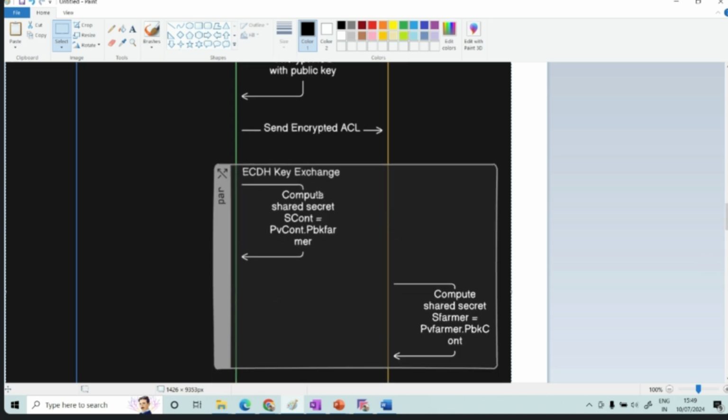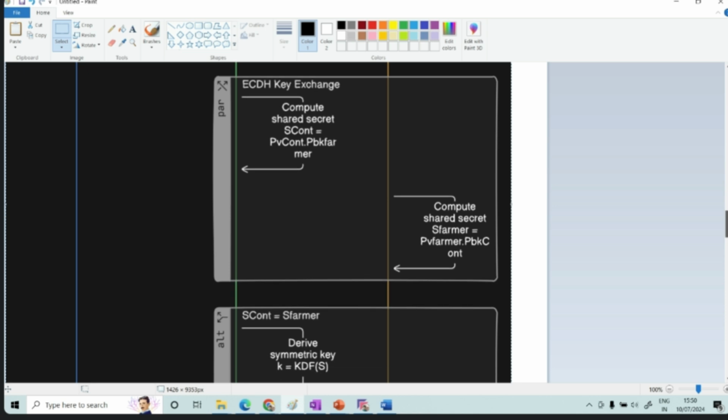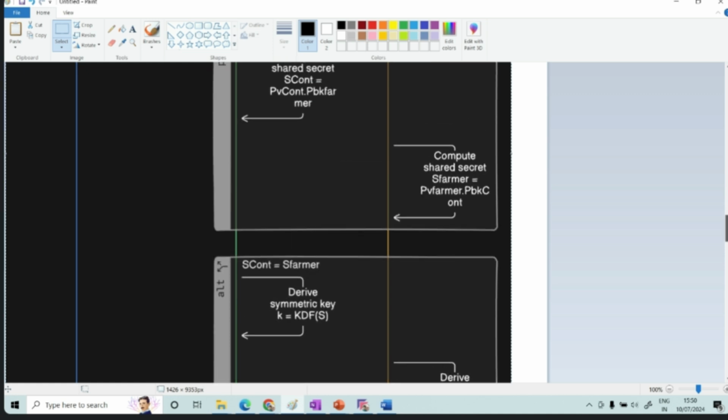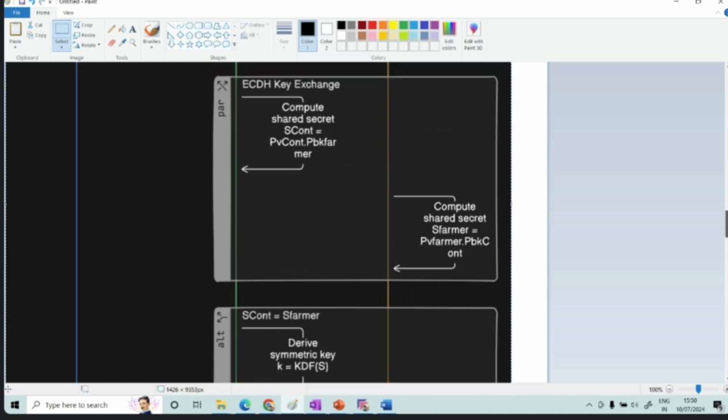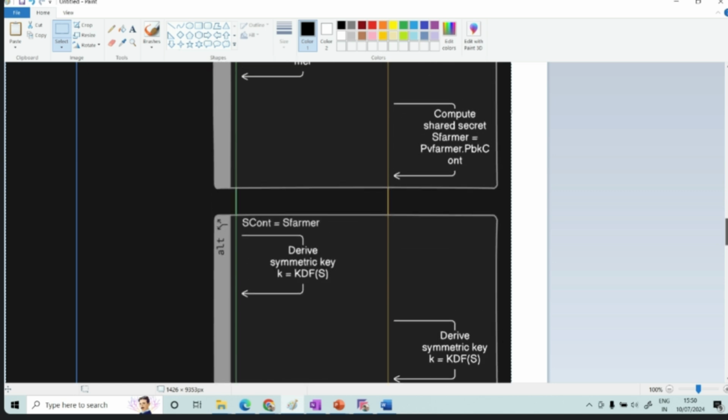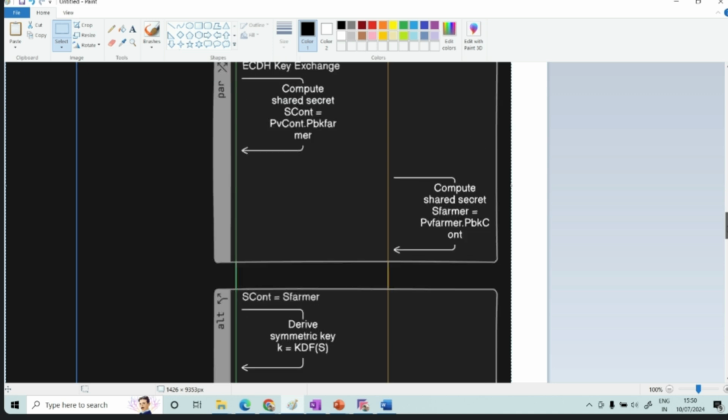Then they perform the Diffie-Hellman algorithm to compute the shared secret. The controller computes S_con equal to the private key of the controller dot the public key of the farmer. And here the farmer computes the shared secret S_farmer equal to the private key of the farmer dot the public key of the controller. Then S_con will be equal to S_farmer, because these two secret keys generated by the farmer and the controller should be equal.